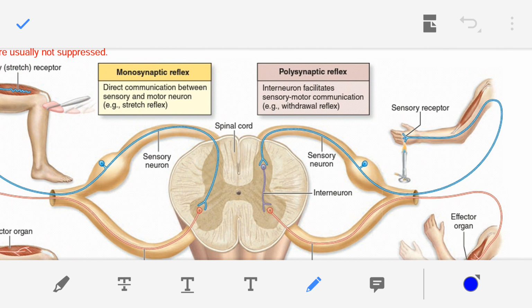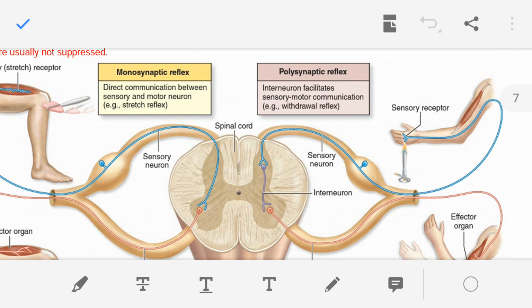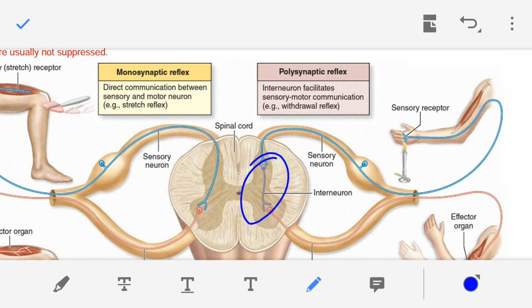See, so the flame is touching your hand. Now the sensory neuron is shown with the blue color, and your hand is touching the flame. That nerve impulse or the action potential reaches the spinal cord, and this sensory neuron makes a synapse with the interneurons. So the interneuron interprets the situation, understands the situation, analyzes the situation, and also decides what action needs to be taken.